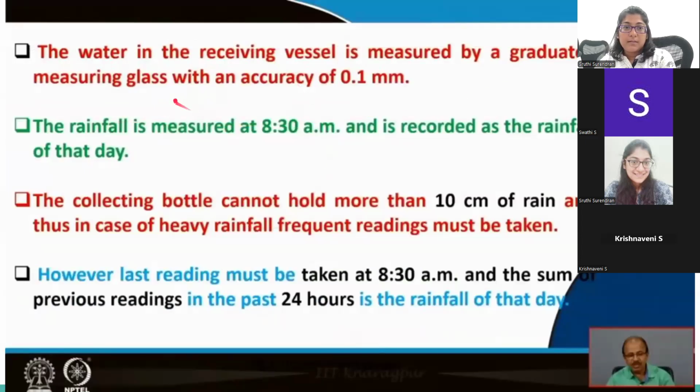Now, this has an accuracy of 0.1 mm. Rainfall is measured every day. The rainfall measurement time starts from 8:30 a.m. to 8:30 a.m. the next day. So 24 hours of rainfall means the rainfall measured from 8:30 a.m. in the morning till 8:30 a.m. the next day. The collecting bottle cannot hold more than 10 centimeters of rain, so frequent readings have to be taken when there is excessive, very heavy rainfall. Otherwise, until 10 centimeters of rain is reached, we can keep the bottle and keep collecting rainfall.